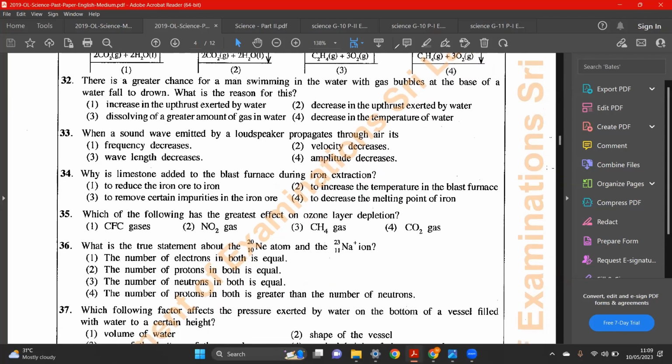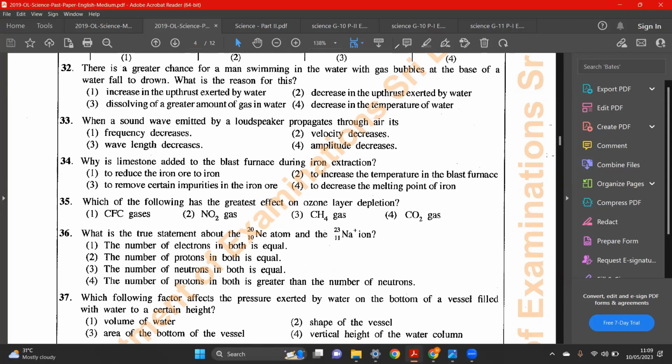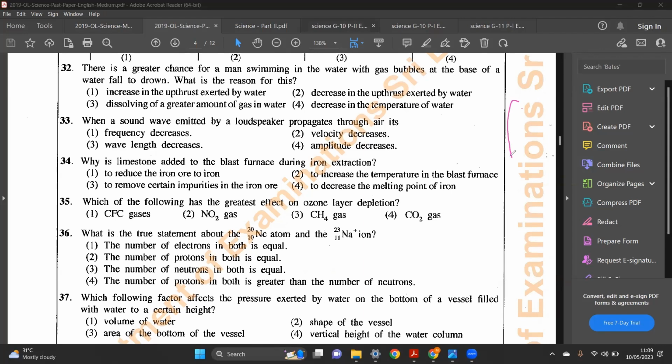Then we move into 32. There is a greater chance for a man swimming in the water with gas bubbles at the base of a waterfall to drown. What is the reason? Okay, so if this is your waterfall, the place where all the water is falling down, if you really want to swim, it's better you swim somewhere a little away. If you were to swim right below this, what will happen? We know when you go into water, you have an upthrust, right? So water will push you up. But if you're right below this waterfall, remember waterfalls are normally high structures, so the height is also very big.